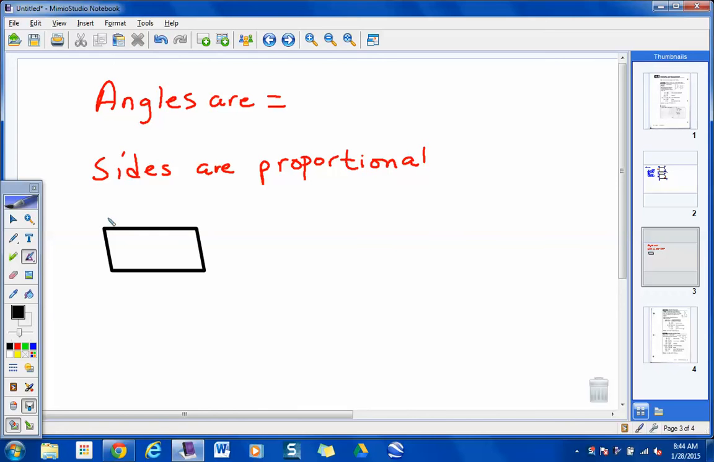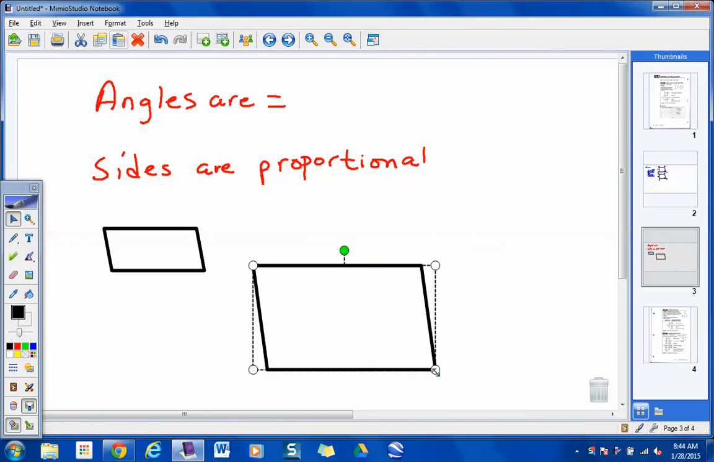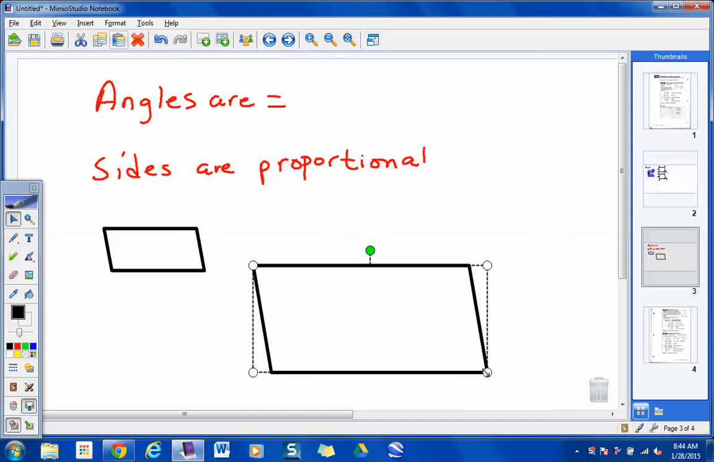Okay, pretty good. Not bad, not too bad. Why are you making it thicker? Oh, never mind. Okay.